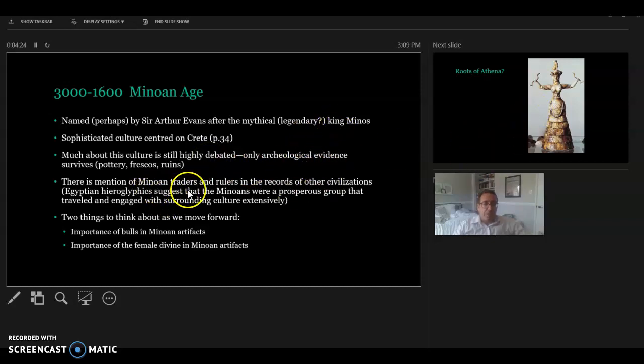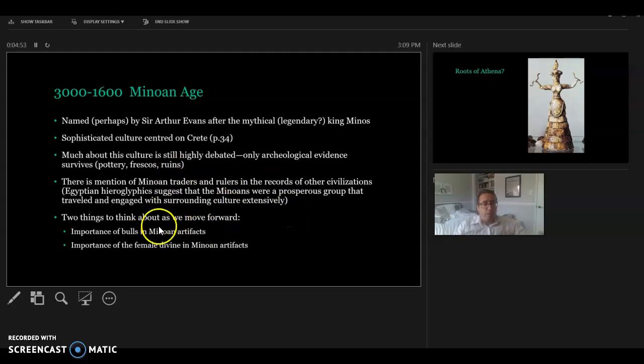There's mention of Minoan traders and rulers in the records of other civilizations, so we know that they were a powerful seagoing culture at the time. We have Egyptian hieroglyphics mentioning them. There are other cultures that mention them in their records as well. What that means is that they got around and made such an impact that other cultures wrote about them and recorded things about them, which suggests that they were powerful and prosperous and held a powerful position within the area.